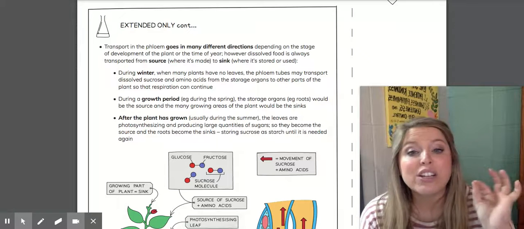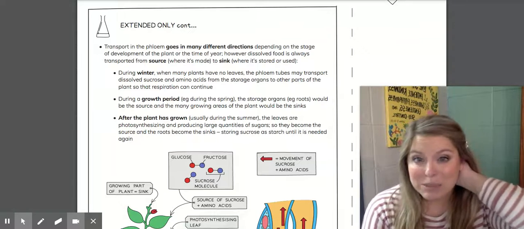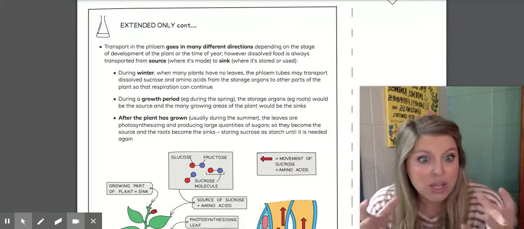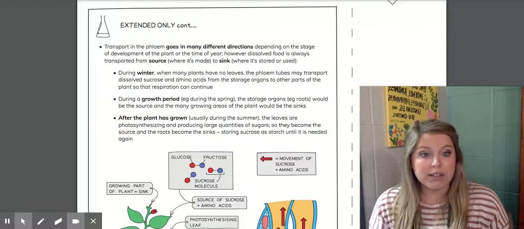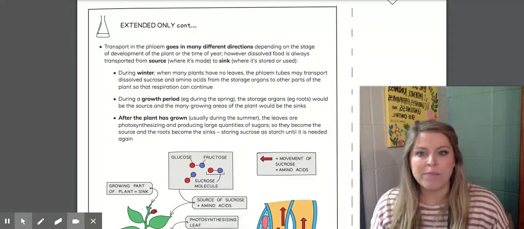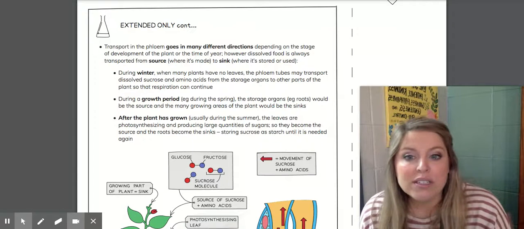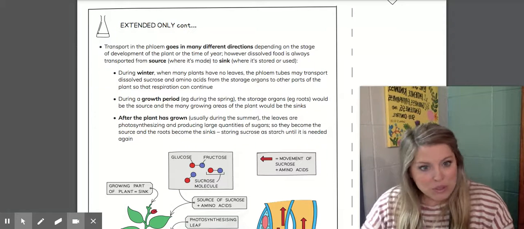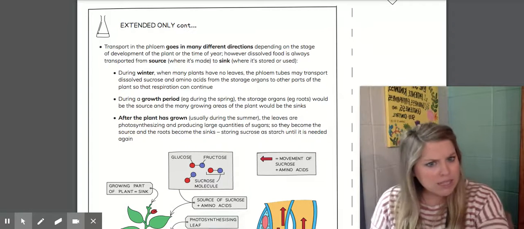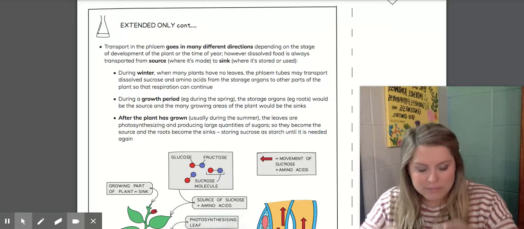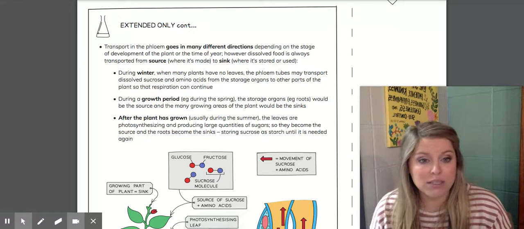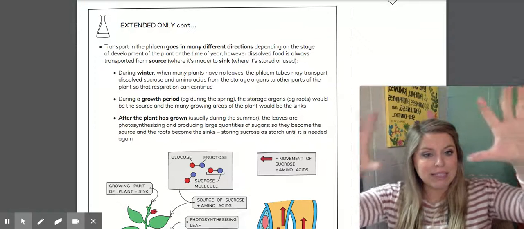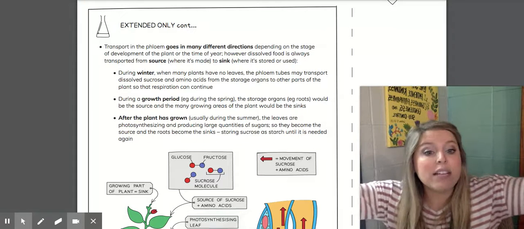But during a growth period, so think like during the spring, everything's starting to bloom, leaves are coming out. The storage organs, which would have been the roots, since everything's stored in the roots in the winter, now would be the source, and many growing areas of the plants would be the sinks, because we've stored everything in the roots to get through the long, cold winter. So those roots now become a source, all right? As the leaves are growing and that plant's needing more energy in the leaves, those leaves now become the sinks.